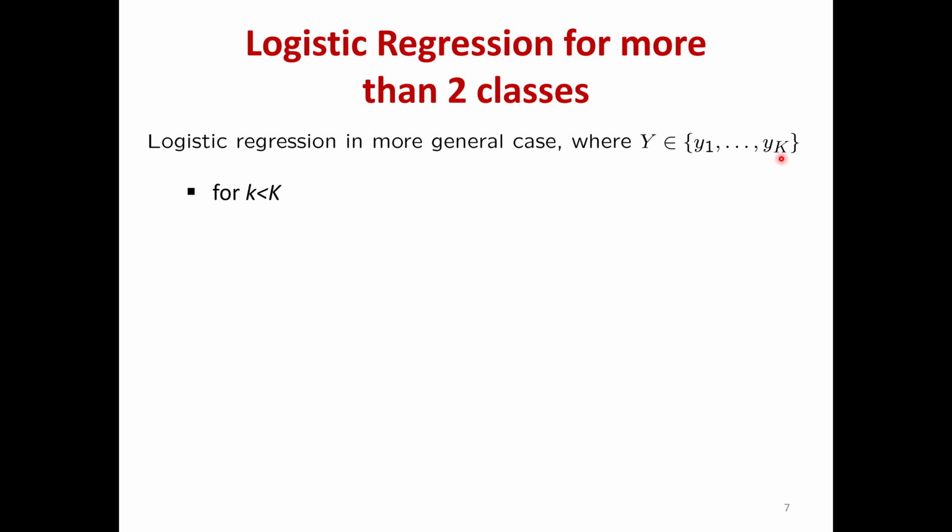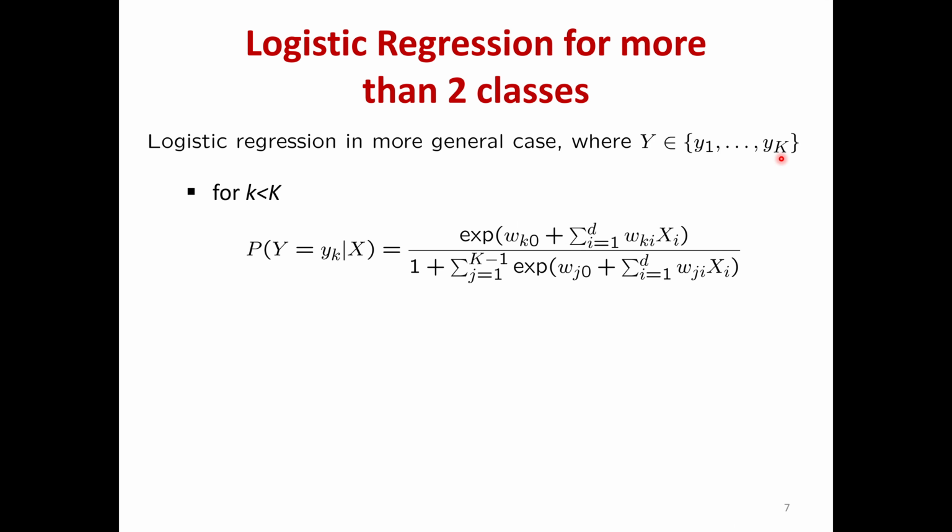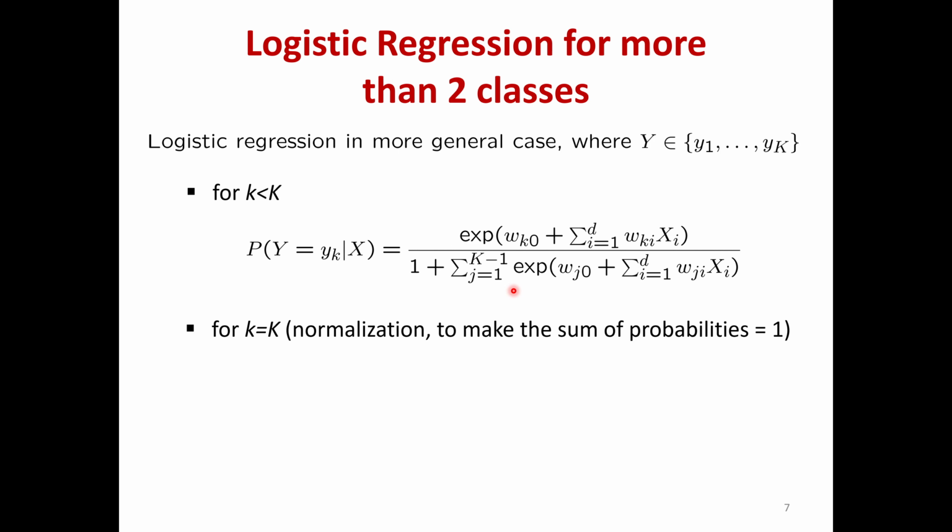If we have capital K different classes and the features are d-dimensional, then for each feature i and class label k, we can introduce a parameter w_ki. For this class k, we also introduce an extra parameter w_k0, which is called the bias parameter. With logistic regression, the probability that the class label y is y_k, given the input vector x, is just this expression here.